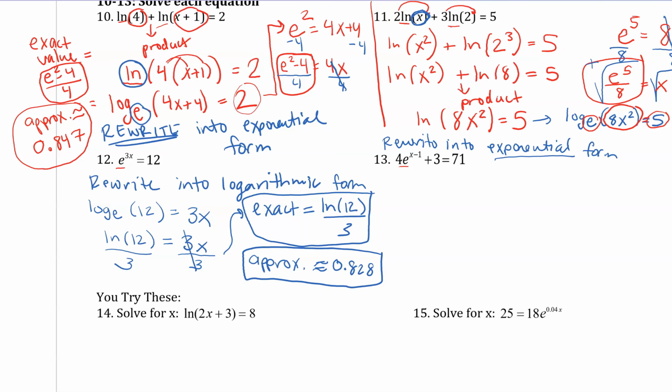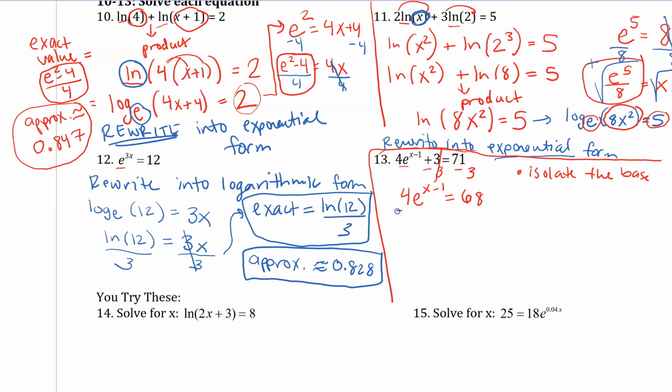Okay, so last but not least, we will solve example 13, which is an exponential function with a base e. But what I want to do is isolate the base. So there's a lot of things around the base e that need to be moved away. So I need to start by subtracting 3. And then I get to here, 4 times the base e to the power x minus 1 equals 68. Then I divide by 4 to get the base all the way by itself. And then I get e to the power of x minus 1 equal to 17.